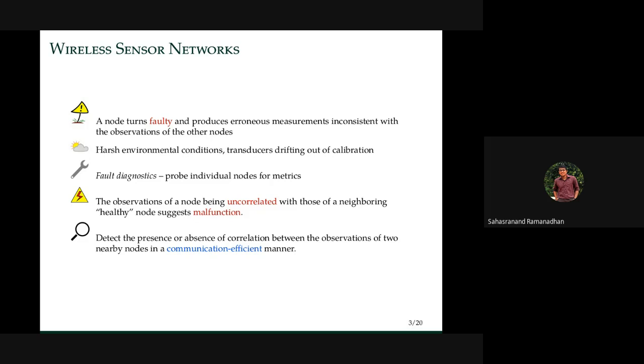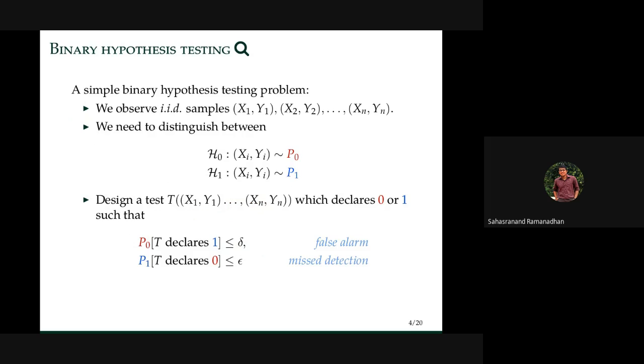So this is the real world setting, but how do we model this mathematically? The mathematical framework that allows us to do that is that of a binary hypothesis testing framework. So consider this simple binary hypothesis testing problem, where we observe independent and identically distributed samples. The samples comprise pairs of random variables (X_i, Y_i): (X_1, Y_1) through (X_n, Y_n).